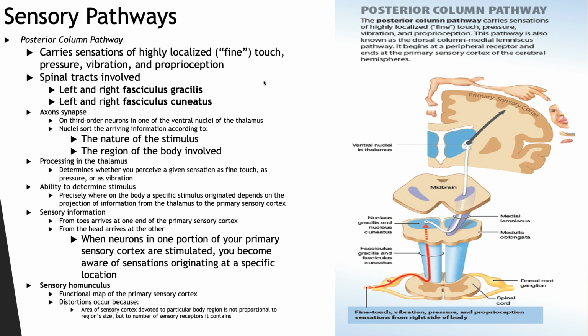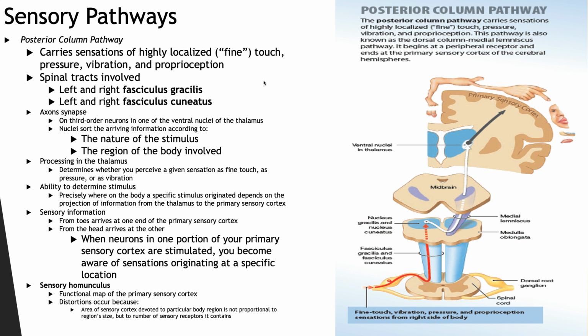Processing in the thalamus determines whether you perceive a given sensation as fine touch, pressure, or vibration. And our ability to localize the sensation, to determine precisely where on the body the specific stimulus originated, depends on the projection of information from the thalamus to the primary sensory cortex. Sensory information from the toes arrives at the medial end of the primary sensory cortex, and information from the head arrives at the lateral end. When the neurons of one portion of your primary sensory cortex are stimulated, you become aware of sensations originating at a specific location. If your primary sensory cortex were damaged or the projection fibers were cut, you could detect a light touch but would be unable to determine its source.